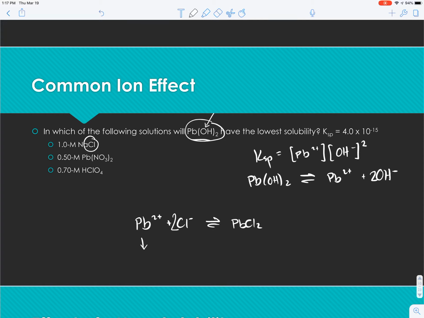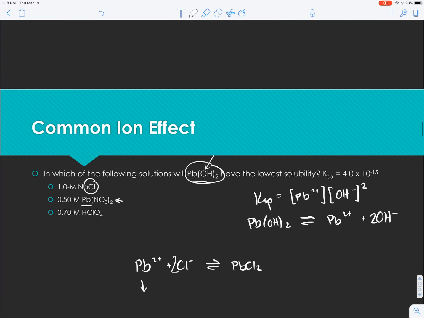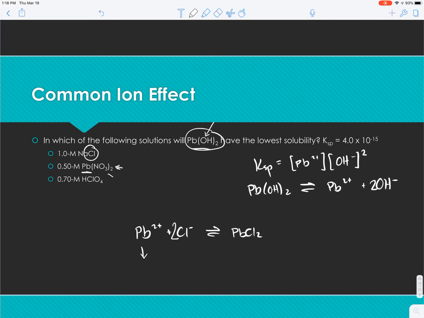Okay, this one's more obvious. Lead is already present in solution, so this will very much limit the solubility of a new compound that also has lead in it. Just like we did in these previous problems up here. Okay, the nitrate is a weak conjugate base. It doesn't react with solution. It's not going to pull protons off of anything, so it doesn't really do anything.